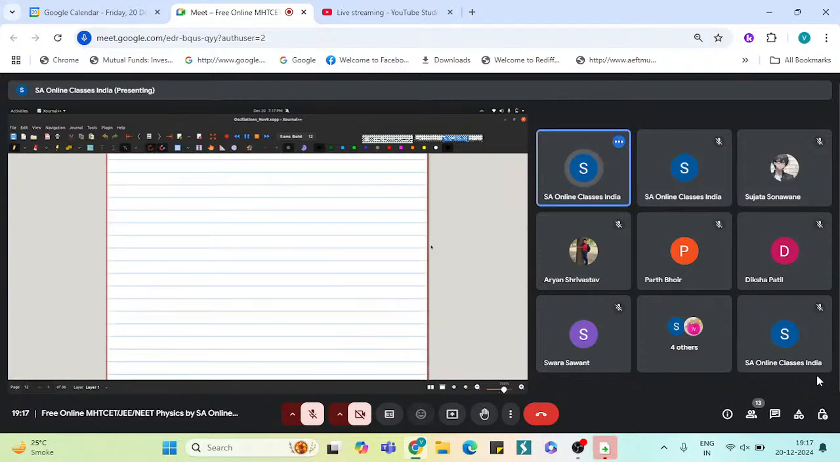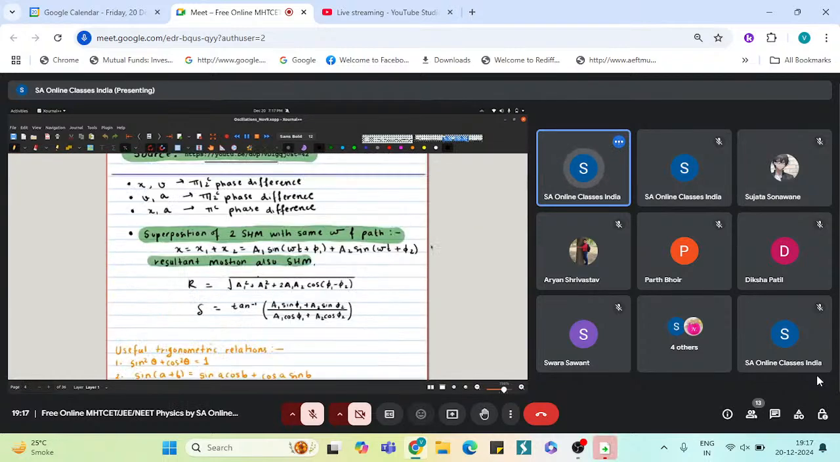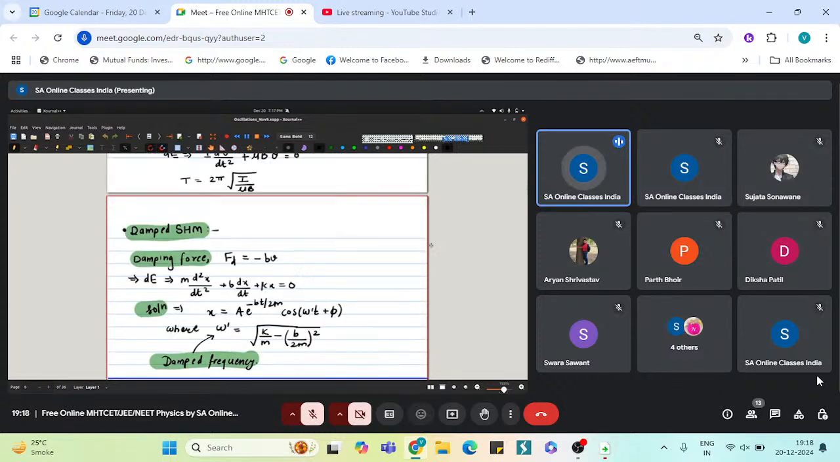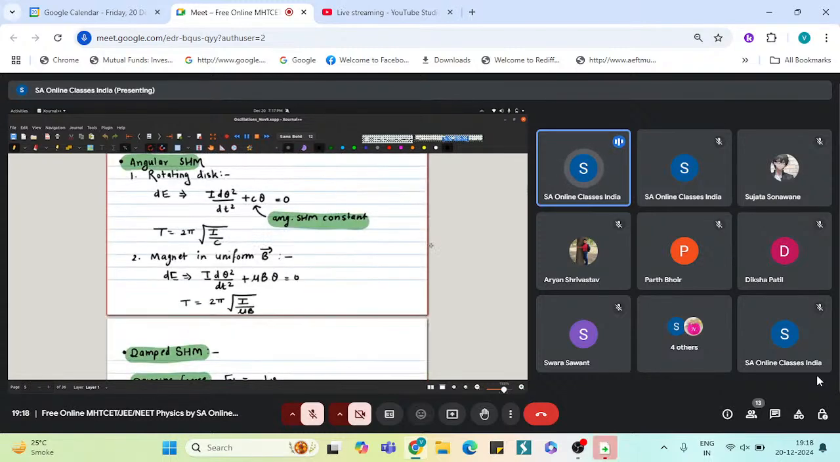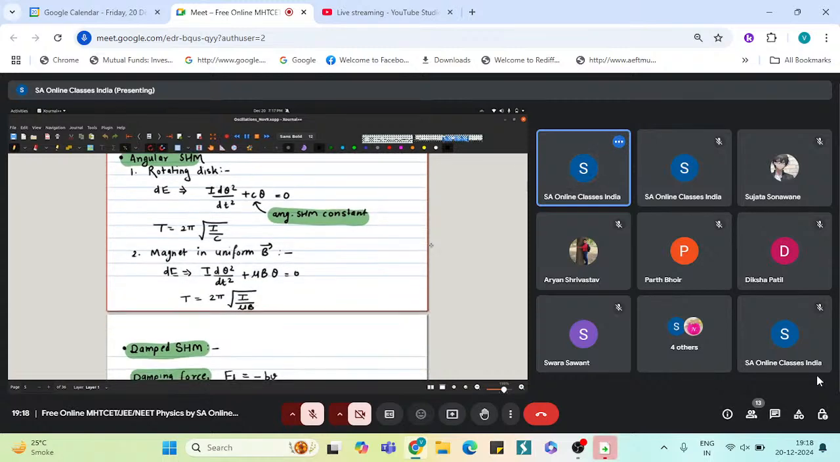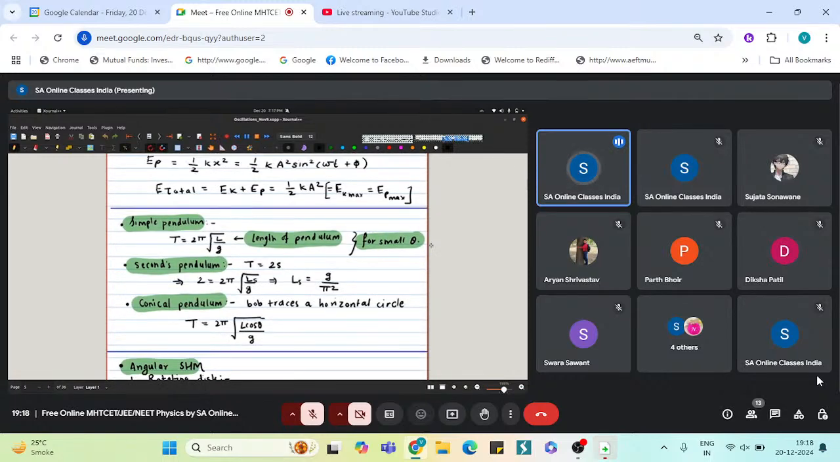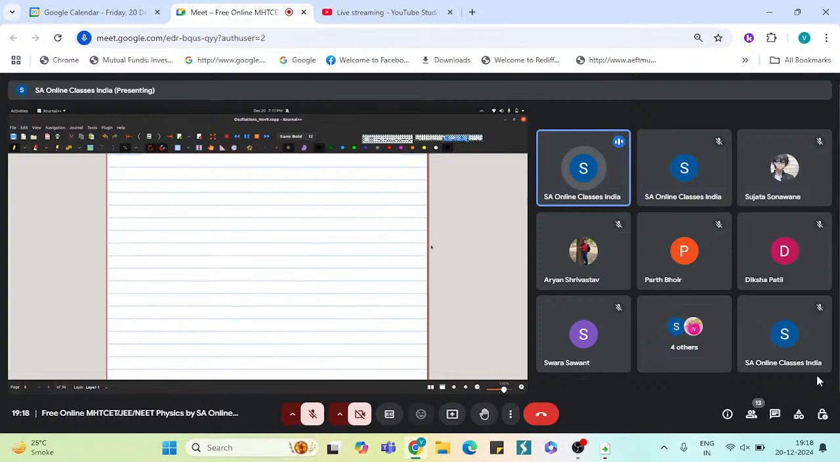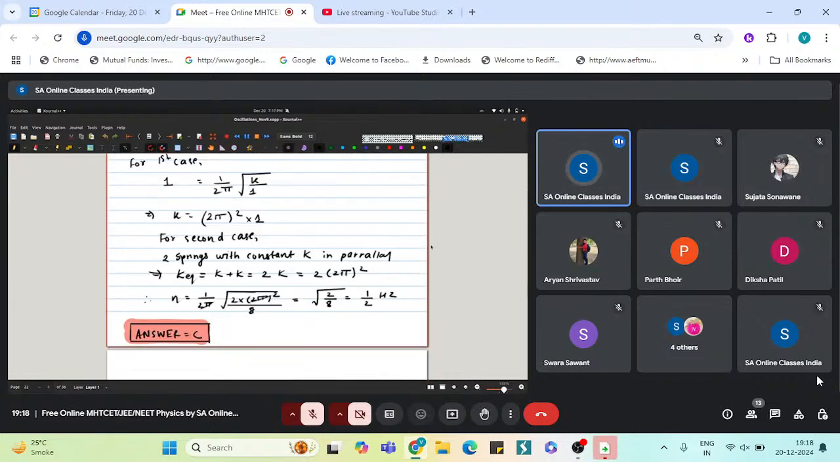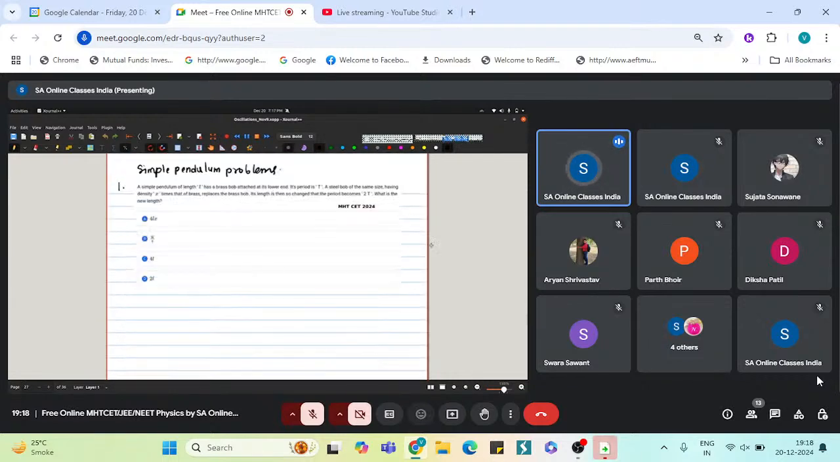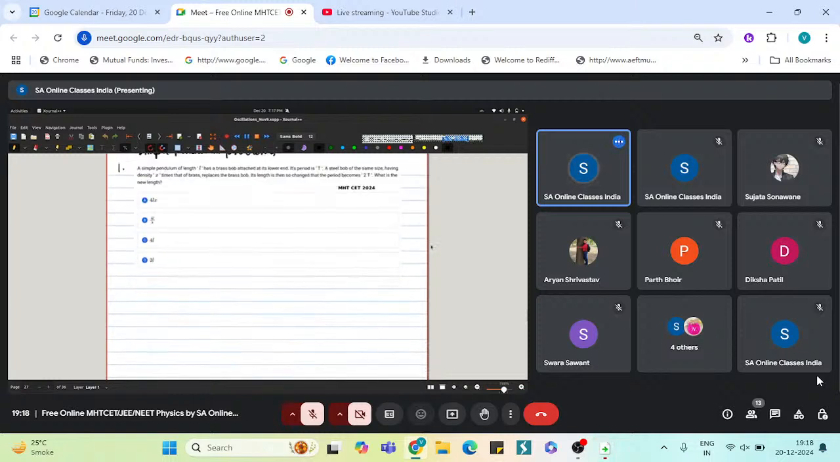So I have added a formula sheet here again. Some part of the formula sheet was erased last time, so I have added it again. From here I have added some of the same formulae. You can just look through it. It's a collection of formulae. And yeah, we'll start from here.